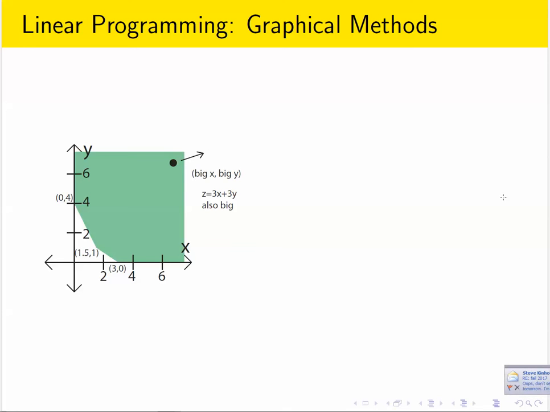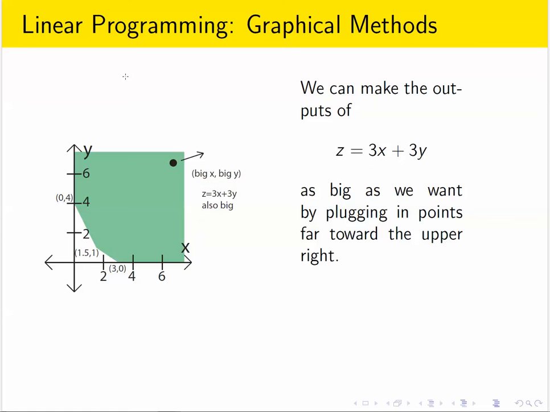Notice that if I take a point up here with a large x and a large y, we'll end up with an output from our objective function that's also very big. We can make the output as big as we want by plugging in points that are far toward the upper right of the first quadrant. For example, if you plug in x equals 1 million and y equals 1 billion, you'll get an output that's very large. And so it becomes easy to see that there's no maximum value for this function. So the question is, did we really get a minimum value when we found the minimum at the three corners?